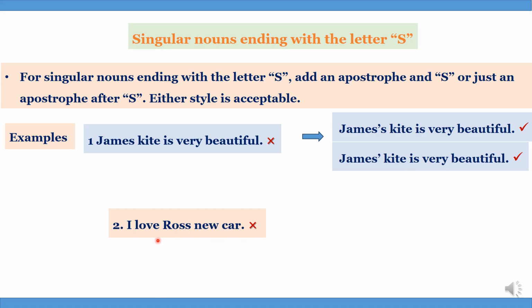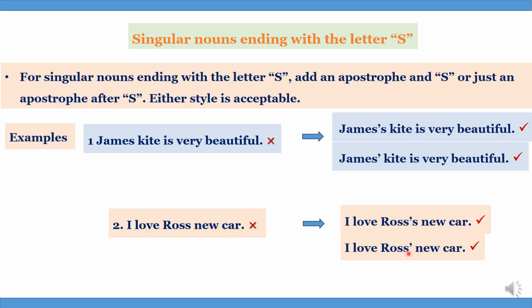Second is I love Ross' new car. See, here again, Ross is a singular noun ending with letter S. Okay, now how do we represent it? This representation is wrong. We need to add an apostrophe and the letter S after Ross, or just an apostrophe after Ross. Now, this representation is correct.